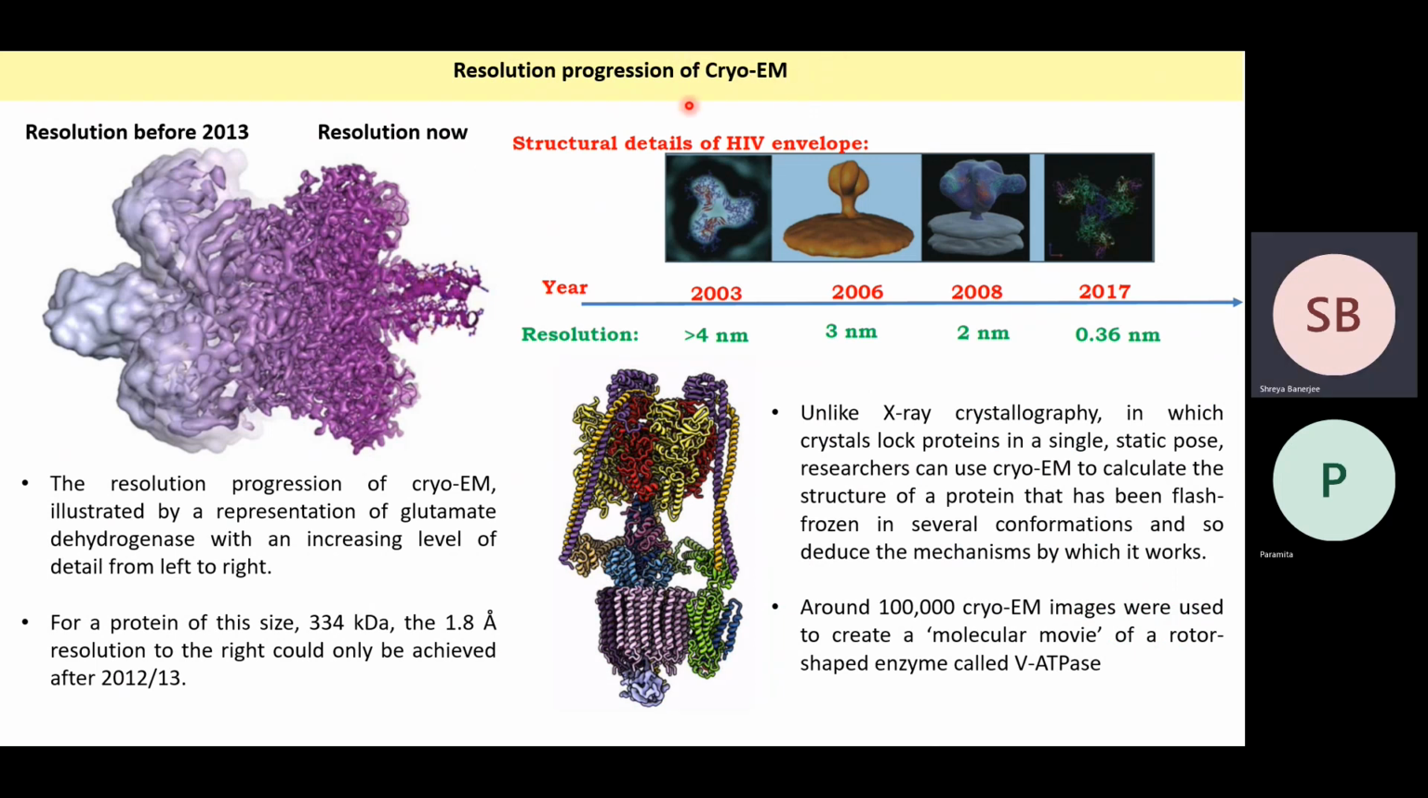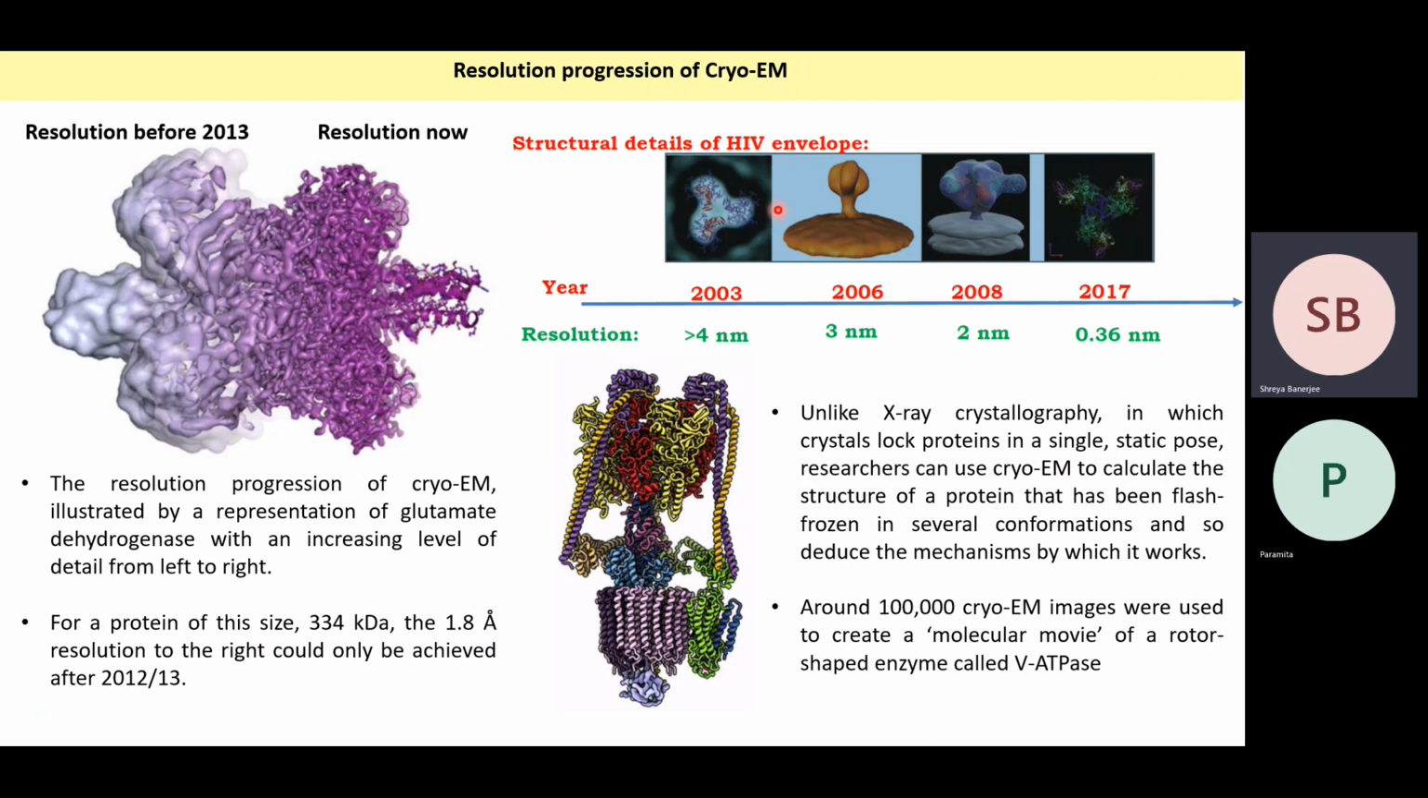In electron microscopy, the resolution has greatly improved over the years. If you look at this image, the resolution of the glutamate dehydrogenase used to be so low before 2013. But now the resolution is much better. If you look at the right side of the image, this is the resolution that exists now. So for a protein of this size, which is 334 kilodaltons, this 1.8 angstrom resolution to the right can be achieved only after 2012-2013.